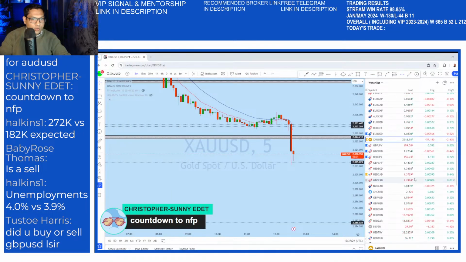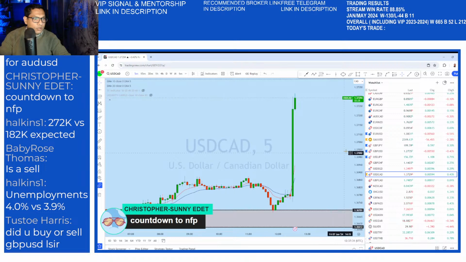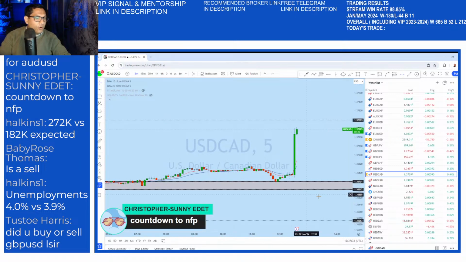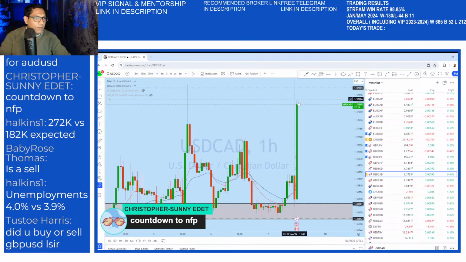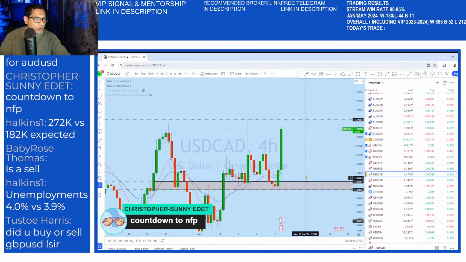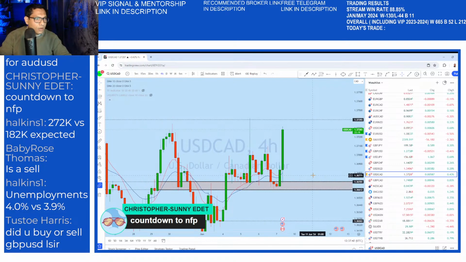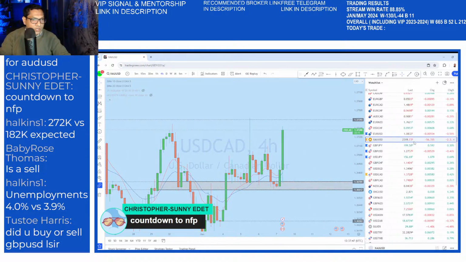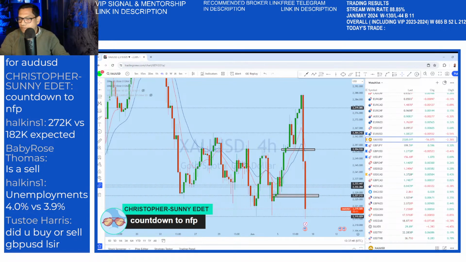Looking now also at the dollar CAD. Okay, so dollar CAD from this support, in fact, has made that bounce. Big bounce on dollar CAD. So you see that there's a much appreciation on dollar CAD.